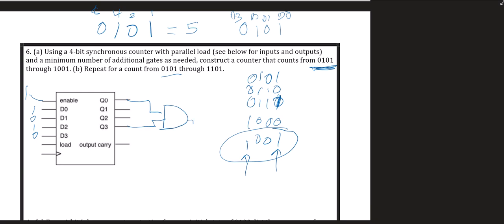So all we have to do is take the AND of those two and connect it to the load. And so when it gets to a point where Q0 and Q3 are both 1, then it's going to load the original numbers again. And then it'll count until it gets to that number, and then it'll load the original numbers again.